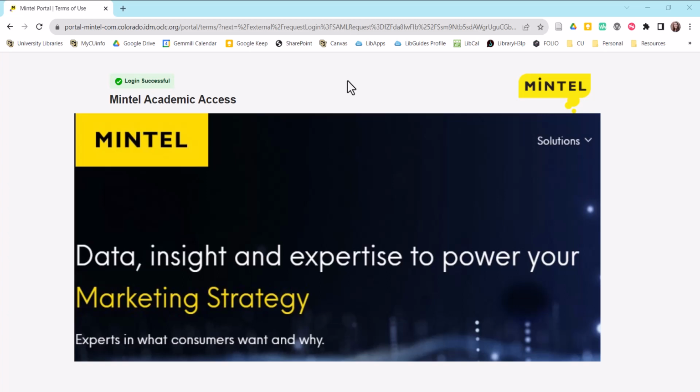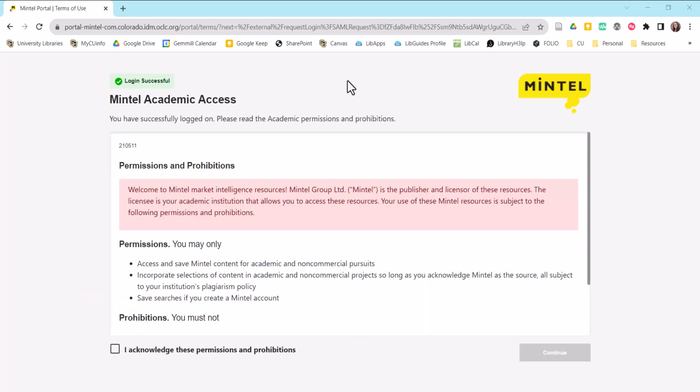Market research reports contain industry information, demographic data, and an analysis of a market. Mintel gathers company, industry, and economic data, surveys consumers, and completes analysis in order to provide information on consumer trends, demographics, and brands. When you log into Mintel, you need to acknowledge that you're using the database for academic purposes. And so if you check the box next to acknowledge these permissions and prohibitions, you can click continue.